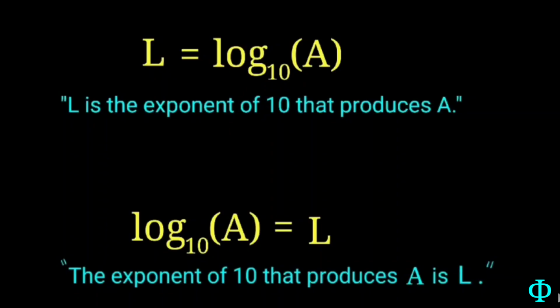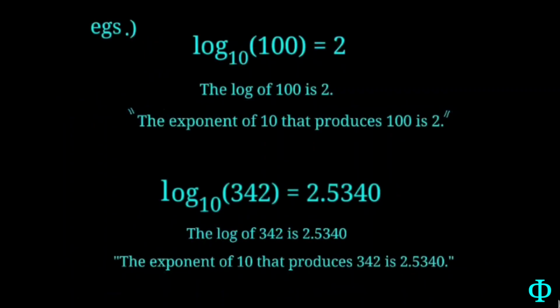Stating the equation in plain language, for both ways of writing it, we have L is the exponent of 10 that produces a, and the exponent of 10 that produces a is L. Here are two more examples. The log of 100 is 2. The exponent of 10 that produces 100 is 2. The log of 342 is 2.5340. The exponent of 10 that produces 342 is 2.5340.